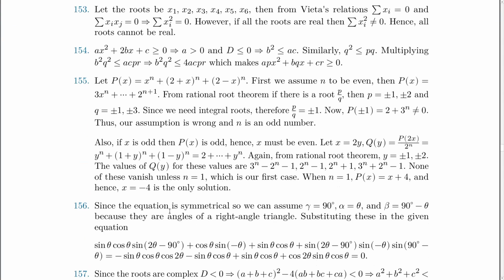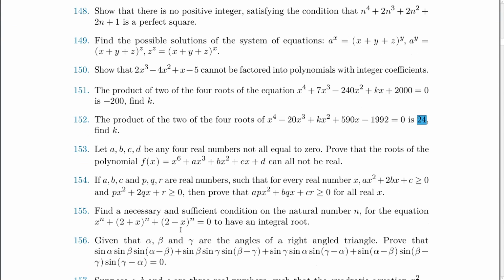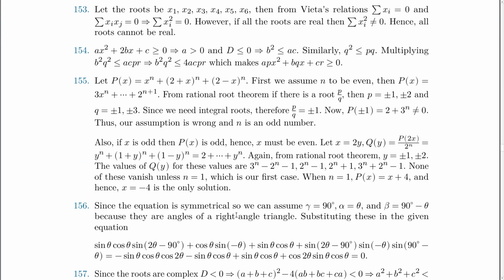So the equation is symmetrical. If you look at this equation, this is a symmetrical equation. So we can assume gamma to be 90 degrees, alpha is equal to theta and beta is equal to 90 degrees minus theta, because they are angles of a right angle triangle. So in the right angle triangle, we assume that gamma is 90, then the other ones could be theta and 90 minus theta, and we substitute the values in there and it becomes 0.